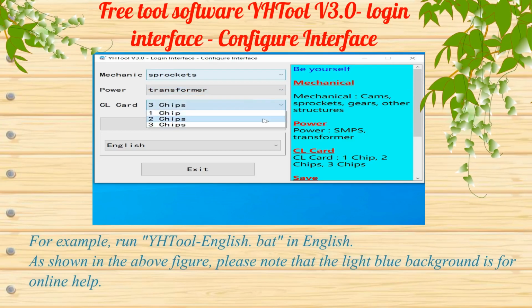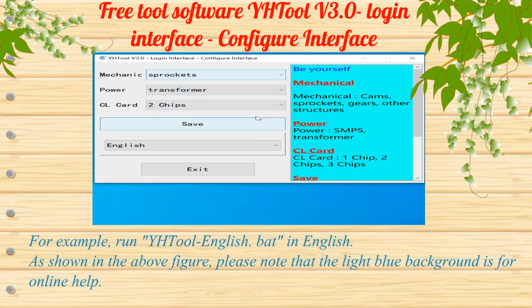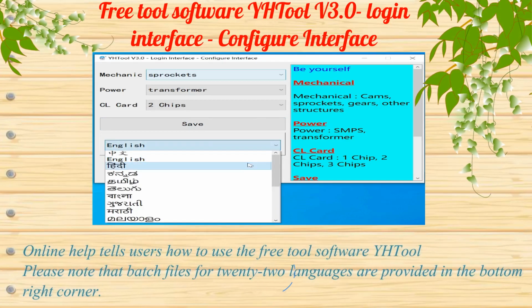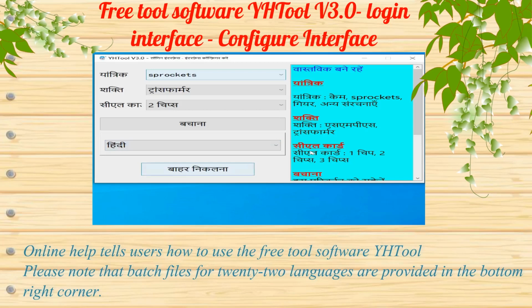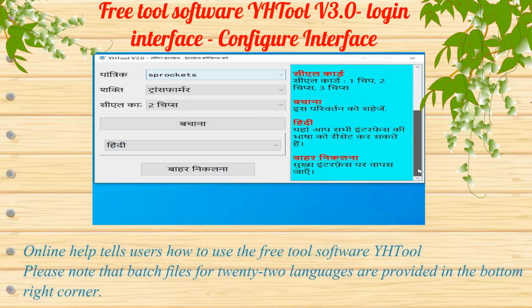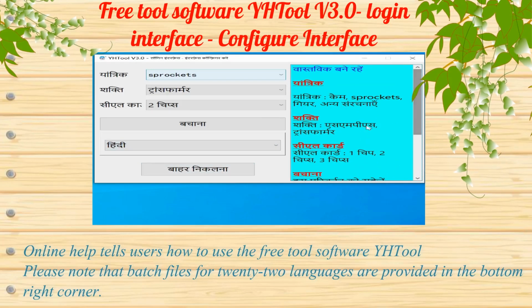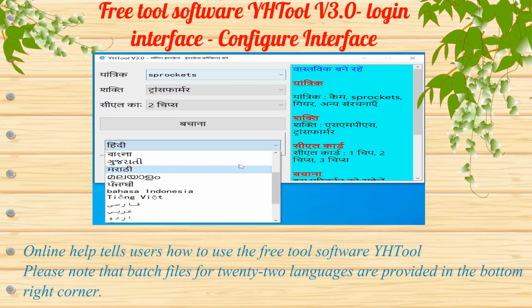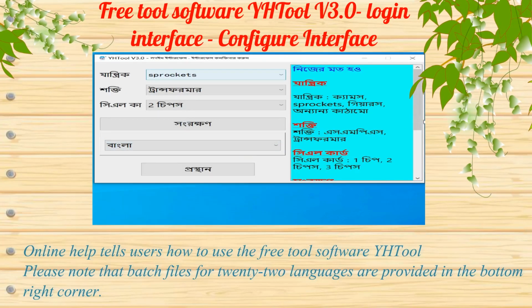Please note that the light blue background is for online help. Online help tells users how to use the free tool software YHTool. Please note that batch files for 22 languages are provided in the bottom right corner.